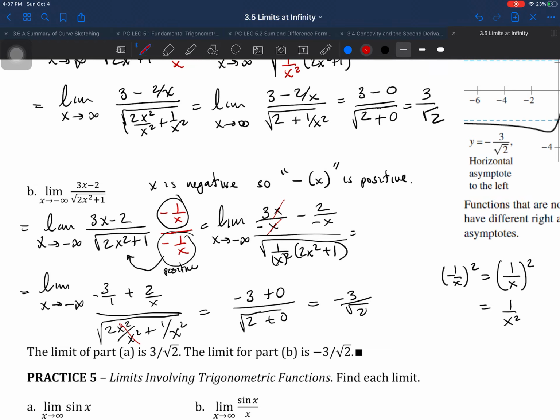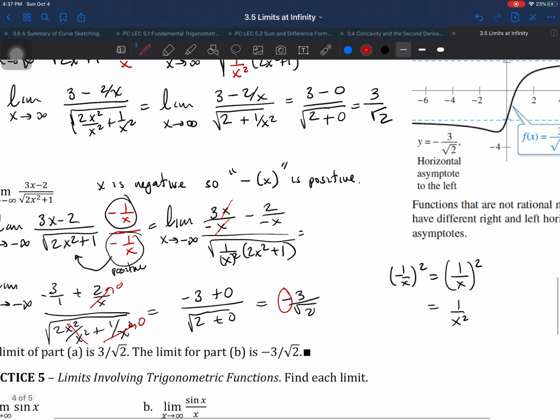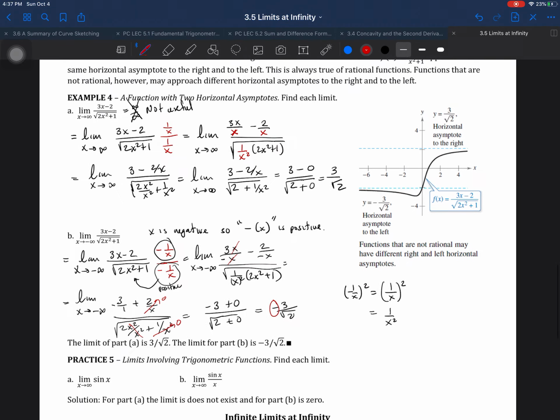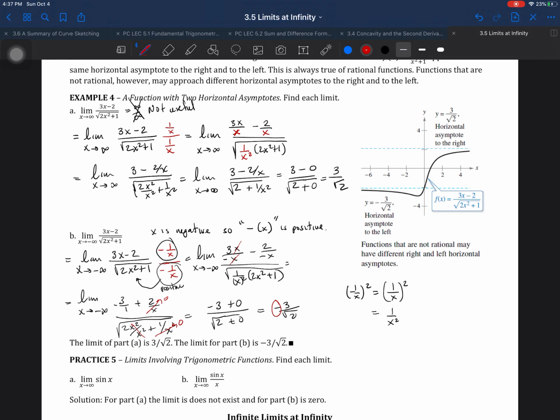And then we can apply the limit. This is going to go to 0, and this is going to go to 0. So we're left with negative 3 over the square root of 2. Well, that negative made a difference, because now we can see that this is going to give us a different horizontal asymptote. And that's what happened. So the key here is this. Look at that.